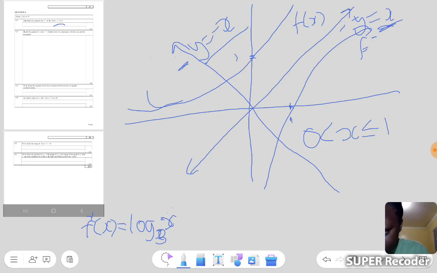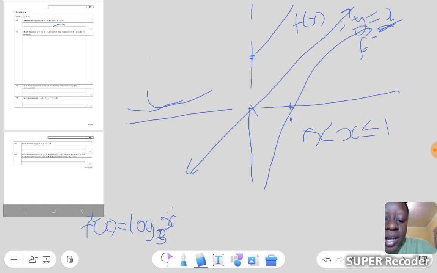So 6.5 says, write down the range. Whenever we are dealing with the range, we are dealing with what? With values of y. Range y, domain x, range y, domain x. So here it says that the range of h of x minus... that will be y greater than 4.